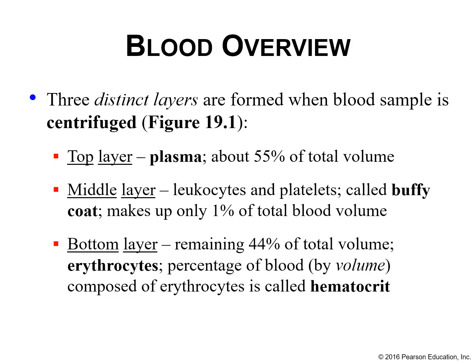The middle layer, which is sometimes referred to as the buffy coat, is going to be composed of leukocytes and platelets. And remember, it only represents 1% of your total blood volume. So it'll separate out in the middle because its density is much less than the erythrocytes, but a little bit more than the plasma. And then the bottom layer, which represents 44% of your total volume, is your erythrocytes or red blood cells. And the percentage of red blood cells by volume is what we refer to as the hematocrit.